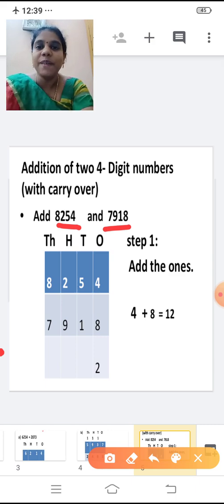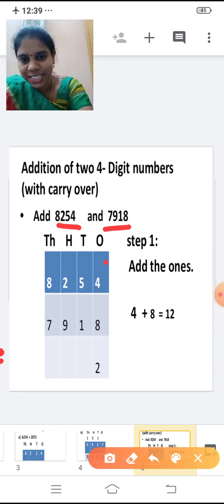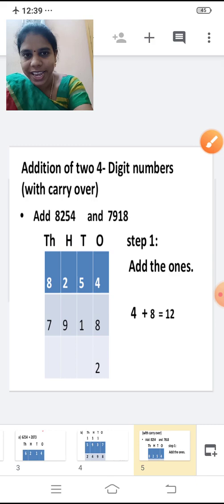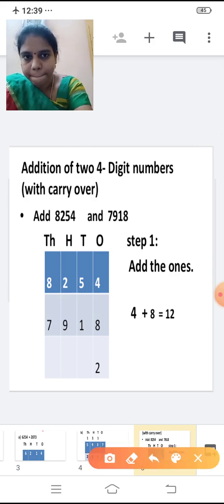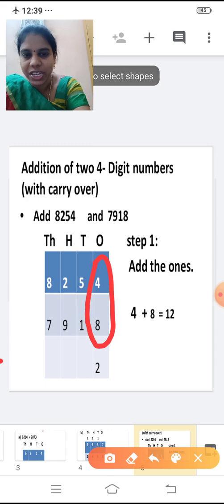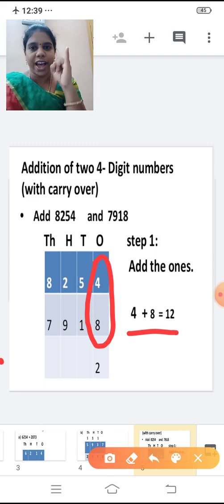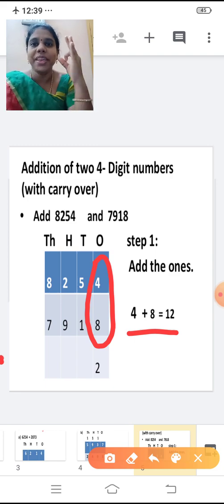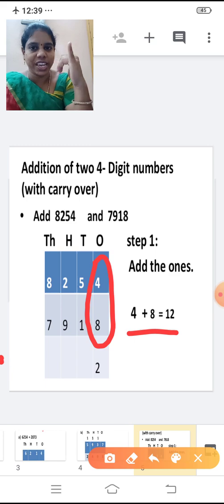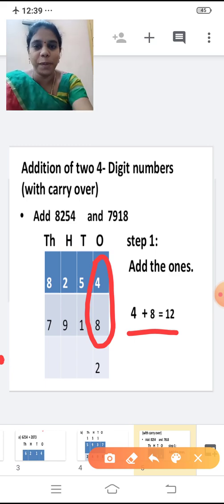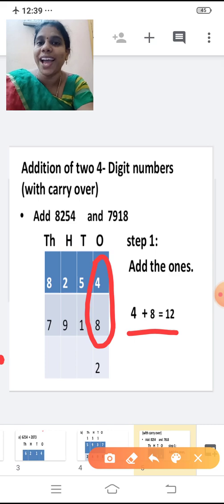How to add? First, we have to add the ones place, isn't it? What is there in the ones place? 4 and 8. So the first step is you are going to add 4 plus 8. After 4, you are going to add 8. 5, 6, 7, 8, 9, 10, 11, 12. 4 plus 8 is 12. So 12 is a two-digit number, right?